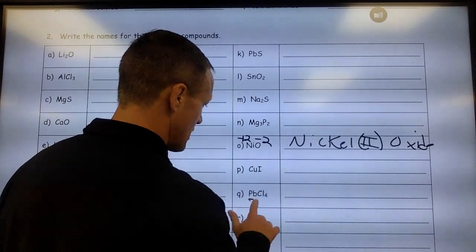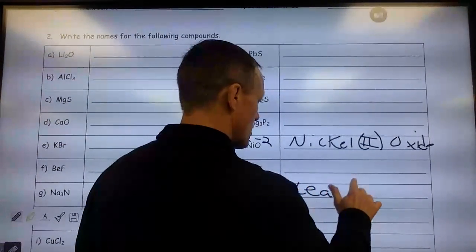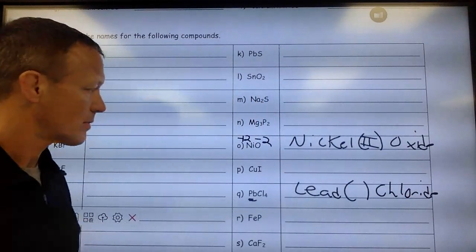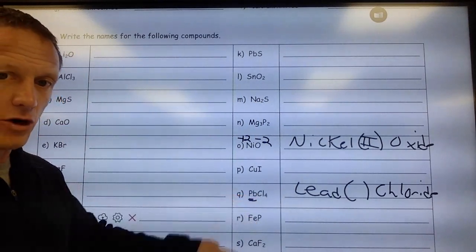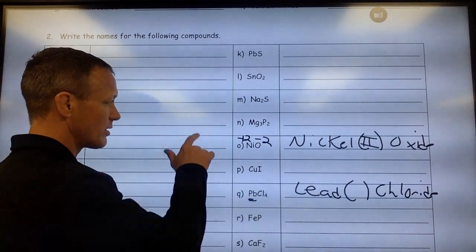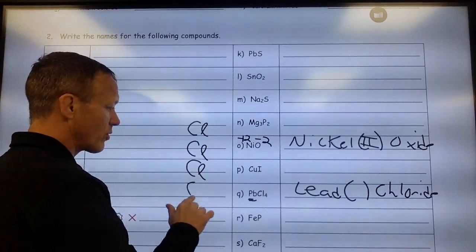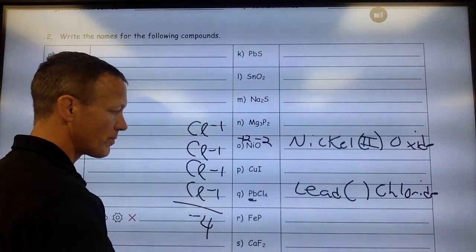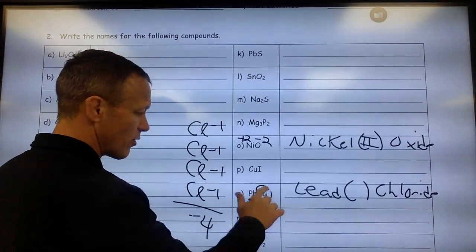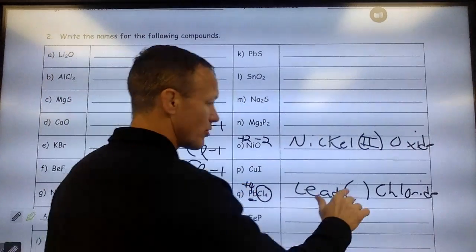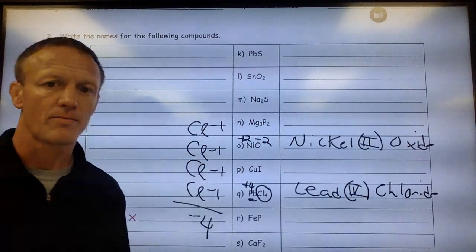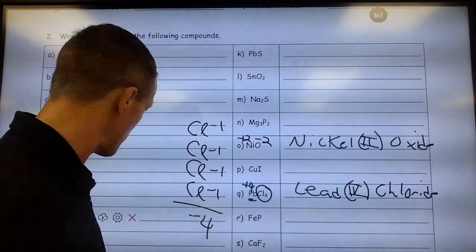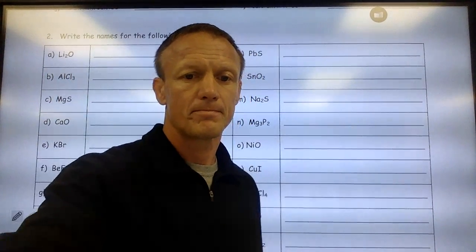Let's go down and we'll do lead chloride. So we look up chlorine's charge. Chlorine is a -1, but there are 4 chlorines. Each one is a -1 charge. That means that's a -4 total. Well, if this is a -4, lead has to be a +4 to equal it out. So lead's charge there is an IV. So charge can be a little bit tough to get. Again, not all of them need that. If that's a part right now that's tough for you, that's okay. All right, that's it.